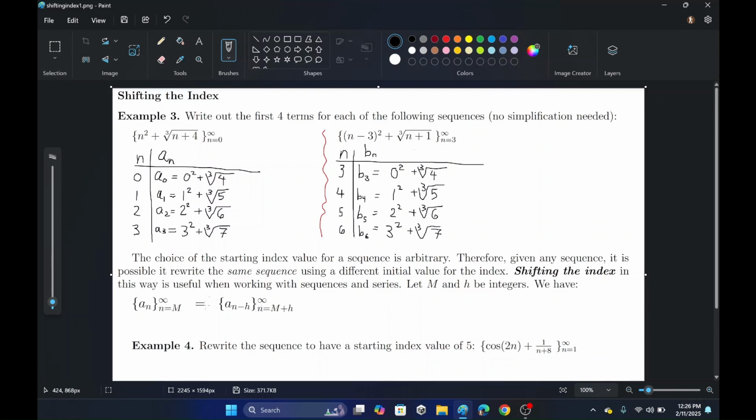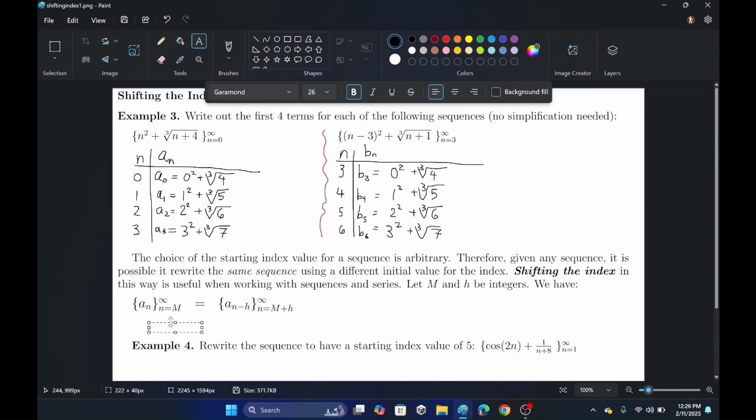And then we want to rewrite it in a way where we're starting with a different n value. So let me type this in here. For example, n equals 0 could be the starting value. And then this is our capital M is 0. And for example, h could equal 3.